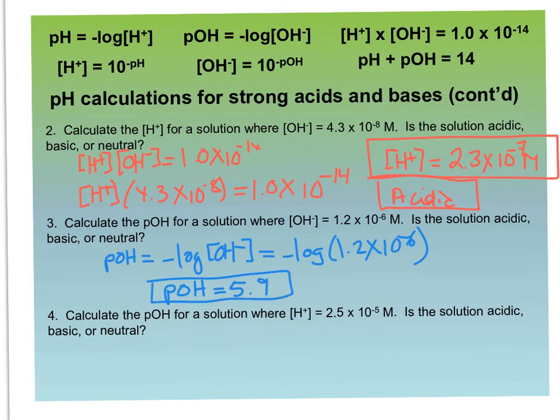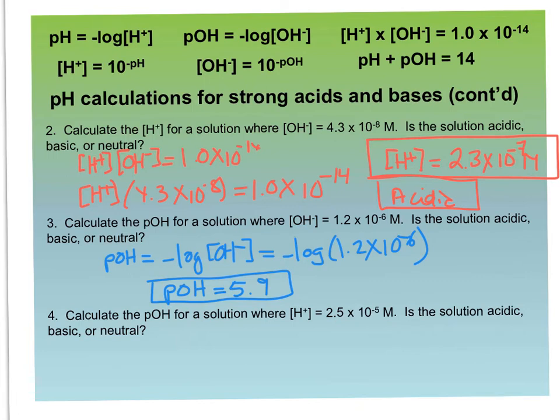It's asking if it's acidic, basic, or neutral. Again, you can do it in a variety of ways. You can say, oh, pOH is low, so that means that it's basic. Or you could say, oh, this number is higher than 1.0 times 10 to the negative 7th, which means hydroxides are high. That means it's basic.